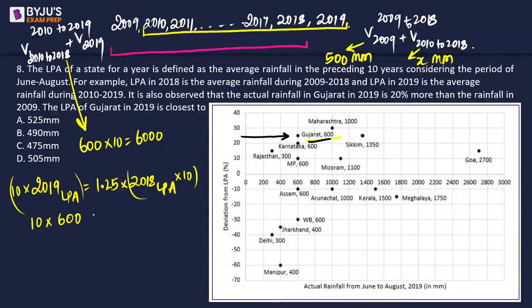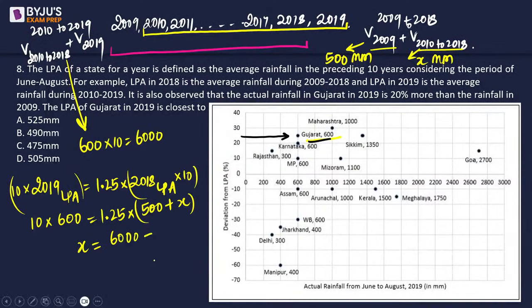and 2018 का is 500 plus x, right? X being iska sum and 2019 ka is this sum. This is 1.25 times of this. From here, if we solve the value of x, that x is going to be 6,000 minus 5 into 500 into 1.25 plus x, which is going to be 125.